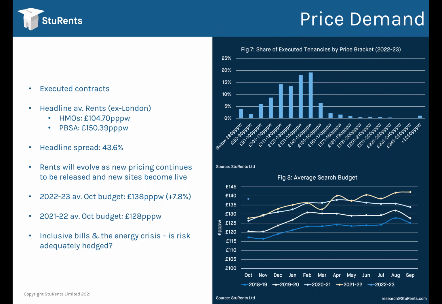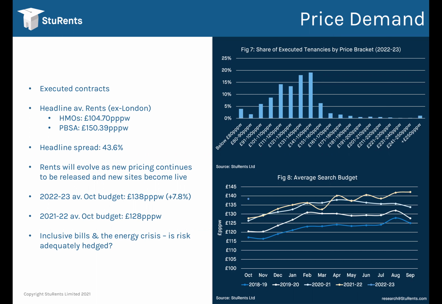And what is interesting is when we start to compare that to the average advertised rents. So these prices are ex-London, and these numbers will evolve as additional pricing gets released and additional PBSA stock comes online. But if we take the HMO market, we're looking at an average advertised rent of around about £105 per person per week for the 2022 season. And what's interesting to note there is that is noticeably lower than these contracts that have been executed. And that does suggest that students are willing to pay a premium for the best quality HMOs in particular.